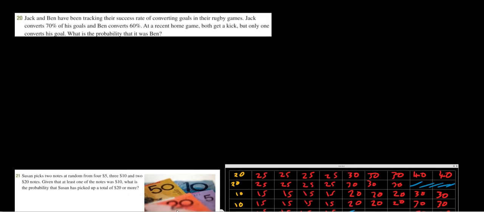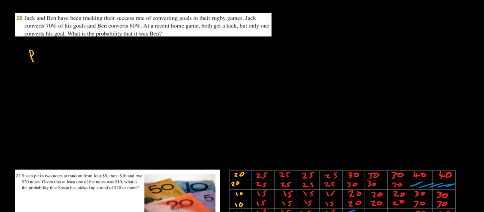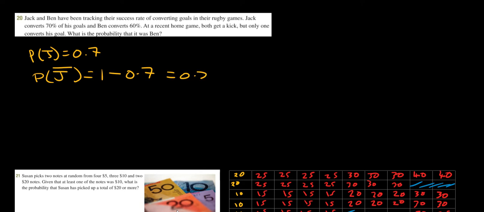Okay, Jack and Ben have been tracking their success rate of converting goals in rugby. Jack converts 70%, so the probability of Jack is 0.7. So the probability that Jack doesn't convert is going to be 1 minus 0.7, which is 0.3. Probability that Ben converts is 0.6. Probability that Ben does not convert is going to be 0.4.